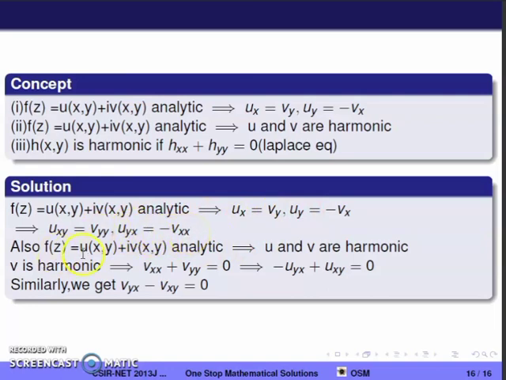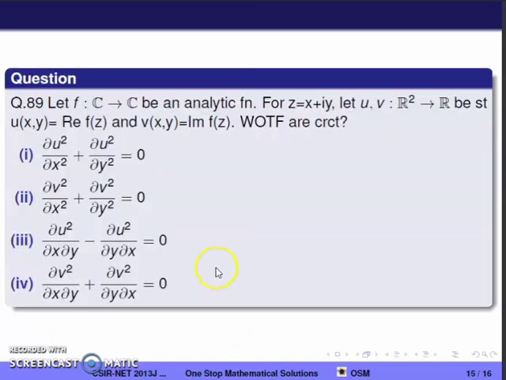Since f of z is analytic, u and v are harmonic. Now I am taking v to be harmonic. So v harmonic means vxx plus vyy equal to 0. So I am substituting here vx and vy. So we'll get minus uxy plus uyx equal to 0. Similarly, when we do it for the second differentiation, we'll get vyx minus vxy to be 0. So now let us look into the correct options. So the correct options are 1, 2 and 3.